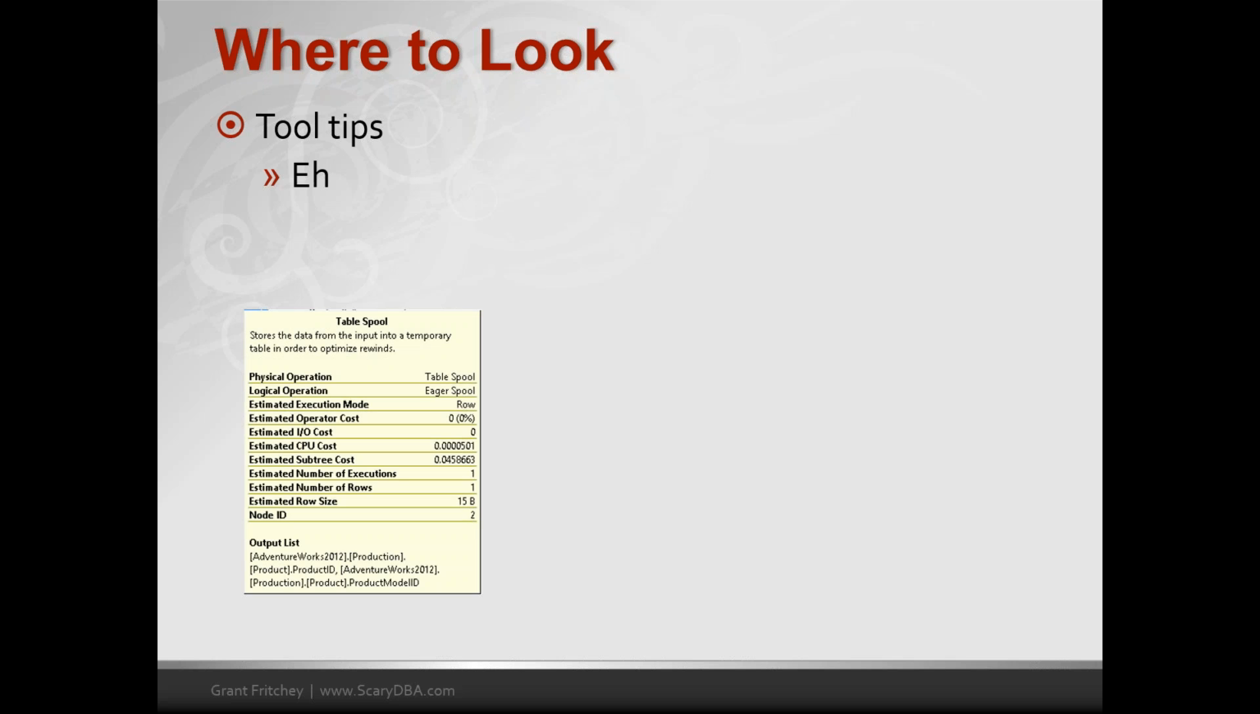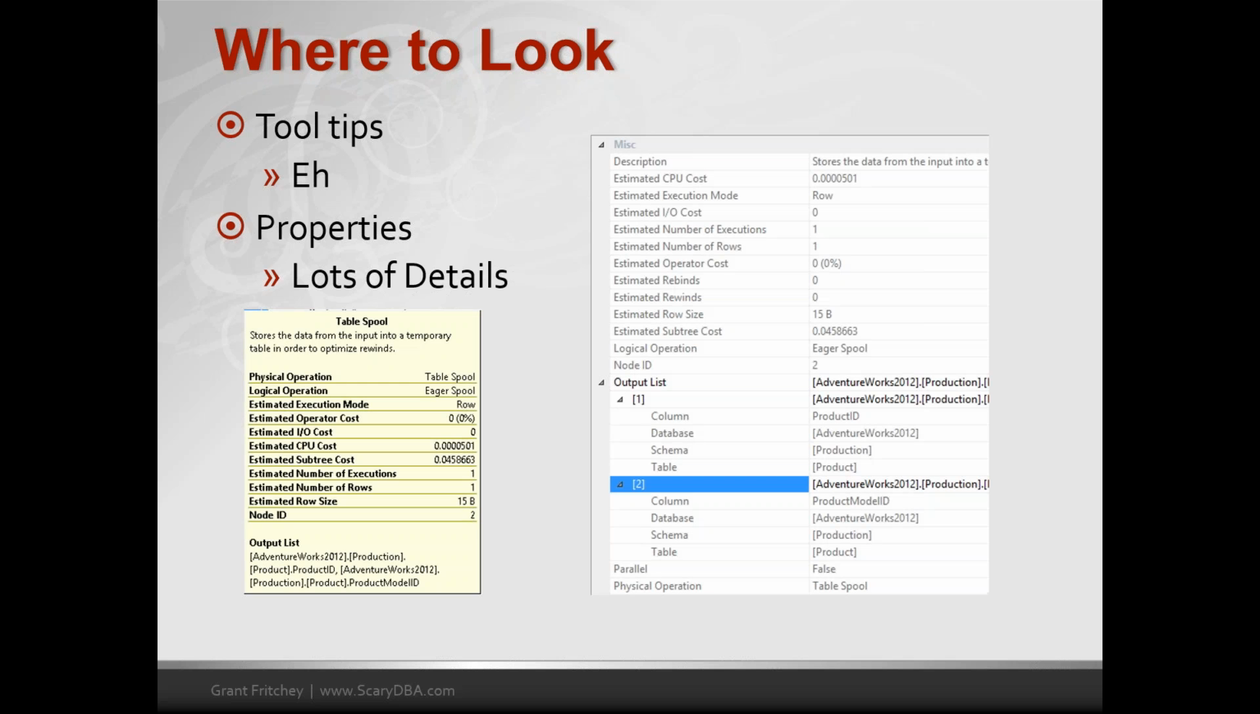So the first thing we have is tooltips. And again, I'm going to demo everything that we've talked about so far, and walk you through it so you guys can see it in action. So it's not divorced from what we're talking about. The first thing you look at is tooltips. If you hover your mouse over a graphical plan, you get these little tips that pop up, and they're okay. It's kind of interesting. So this is a tooltip for a table spool operator. But where's the good information? The good information is in the properties. The properties give us a lot of help, a lot of driven information about what's going on.